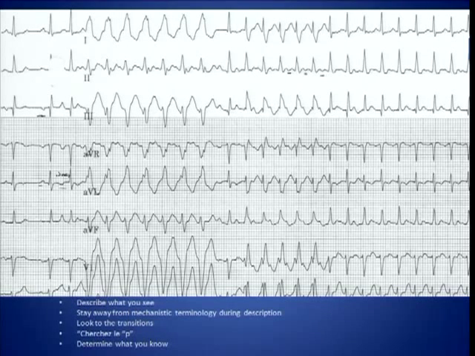Describe what you see. Stay away from mechanistic terminology. Look to the transitions. That's what we're going to do. This transition and this transition. The edges, I call them. And cherchez le P. Okay, so what do I see?